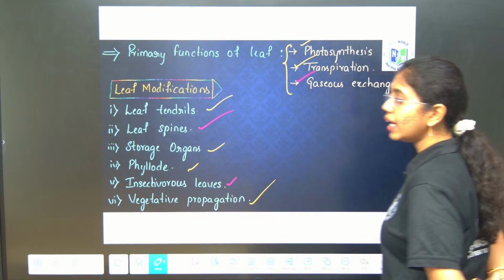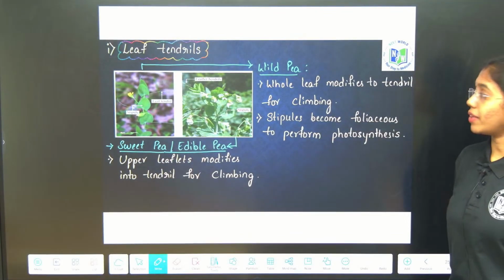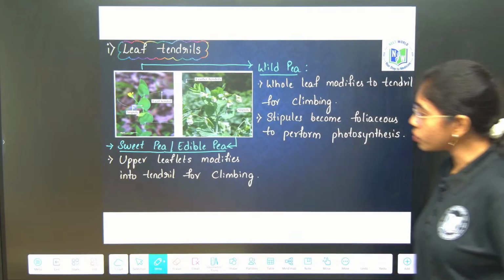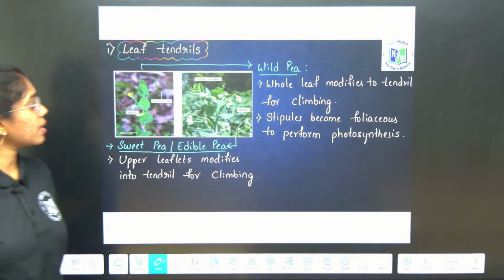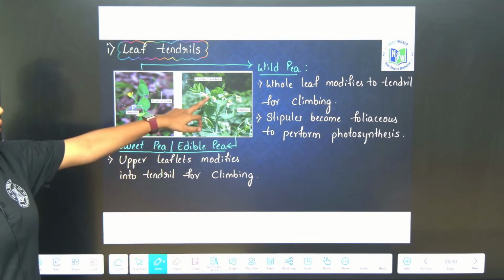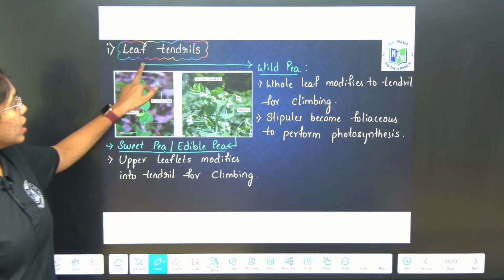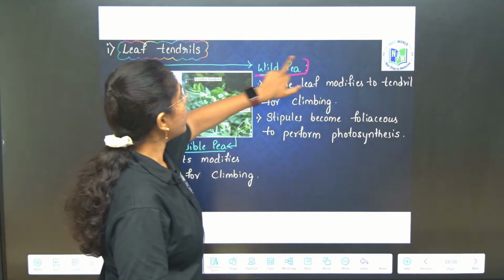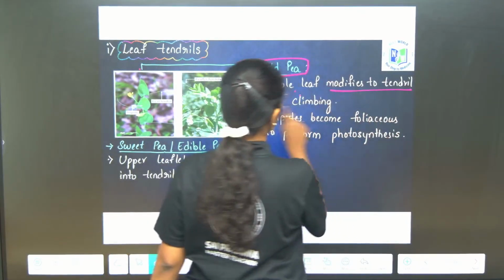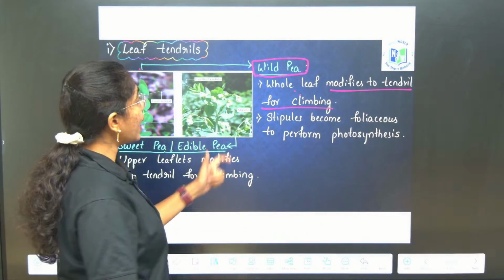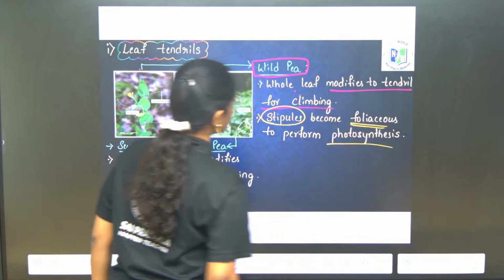Let us deal in detail one by one. First is what? Leaf tendrils. In leaf tendrils, the whole leaf will modify to a tendril for climbing, that is observed in wild pea. Okay, wild pea and sweet pea, two modifications are addressed over here. One is wild pea wherein the whole leaf modifies to tendril for climbing, and here stipules will become foliaceous to perform photosynthesis.